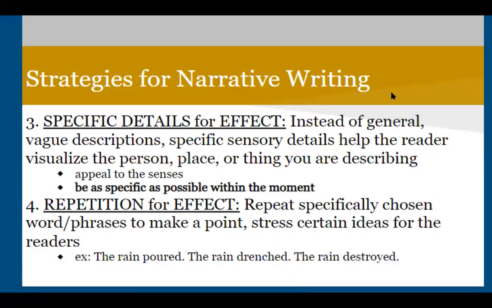So instead of general, vague descriptions, and vague means unclear, you must use sensory details. Help the reader to visualize the person or place or thing you're describing. So it must appeal to the senses. Be as specific as possible within the moment. I mean, you don't have the whole life to tell the story. You can't keep writing without letting the reader get hooked, without coming to the plot, without coming to the theme. So you have to be specific.